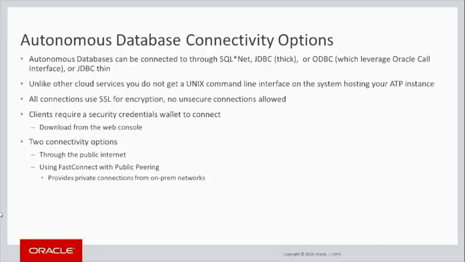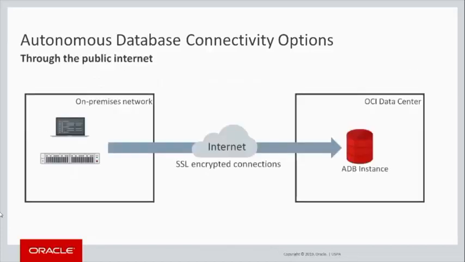There are 2 connectivity options to establish a connection to the Autonomous Database. One is through the public internet directly, and the other is using Oracle's Fast Connect service with public peering. This second option provides private connections from on-premises networks. To review the options, in this example, a connection is established through the public internet between a customer's on-premise network and the Oracle data center using SSL encryption.